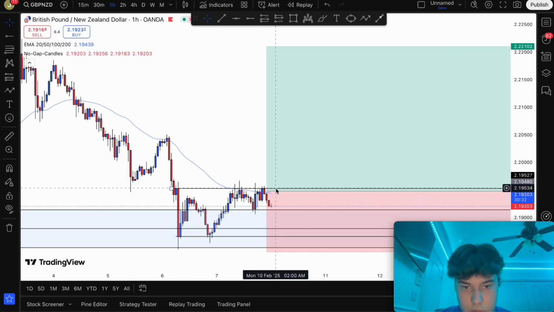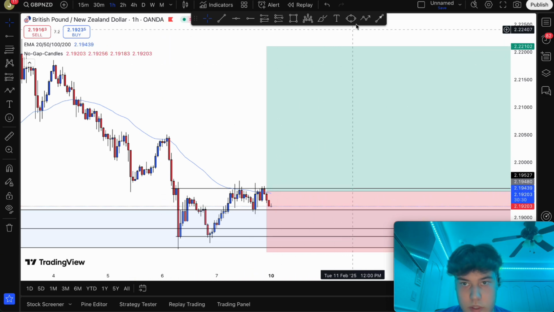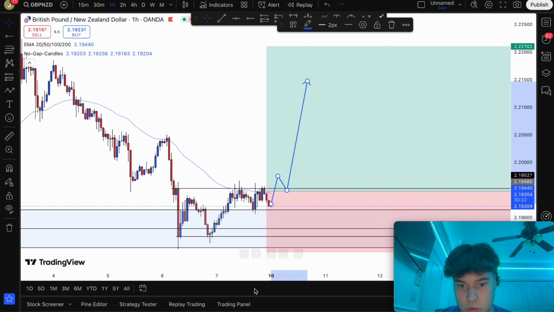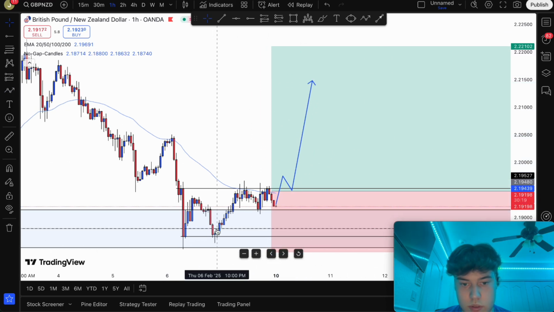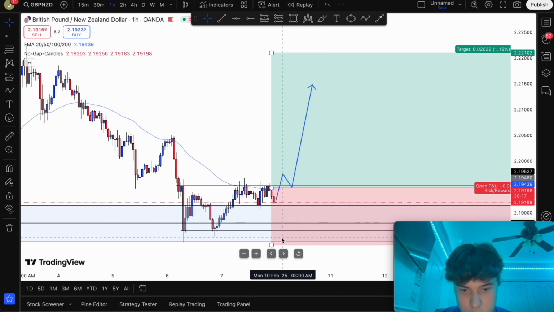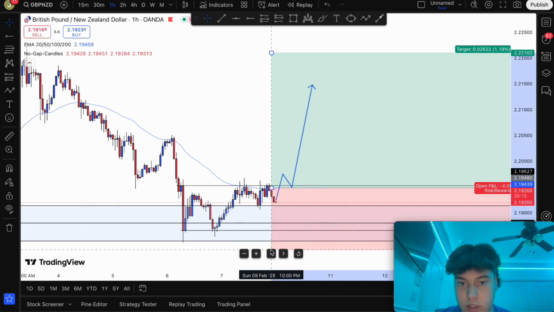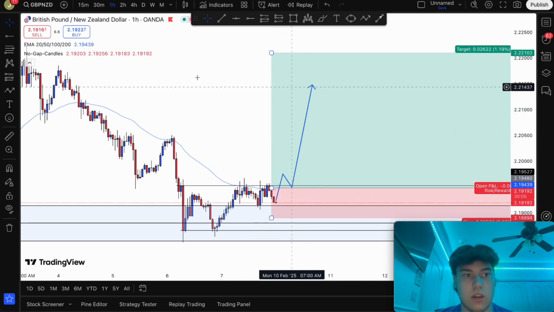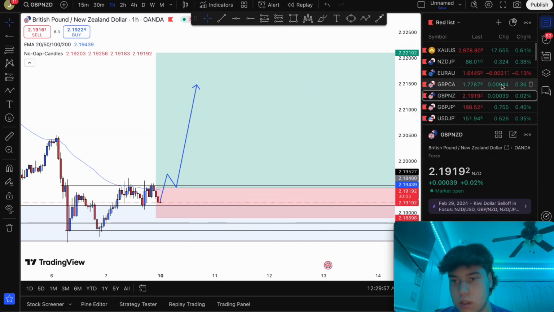So notice how we didn't close above this. So what we could expect is for something like this: pull back into this area and then buy. We could have a stop loss like this right here, less aggressive. Obviously our risk reward will be like a 1 to 2, 1 to 3, or a more aggressive stop loss to about right here. So yeah, that's it for GBP NZD.